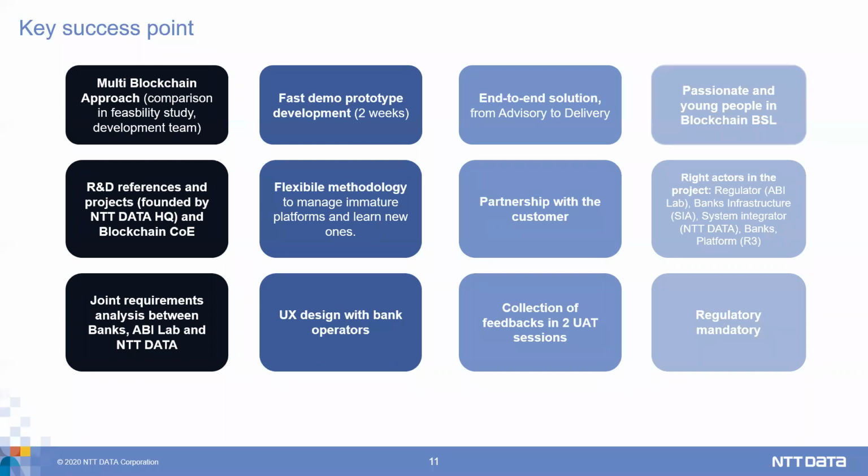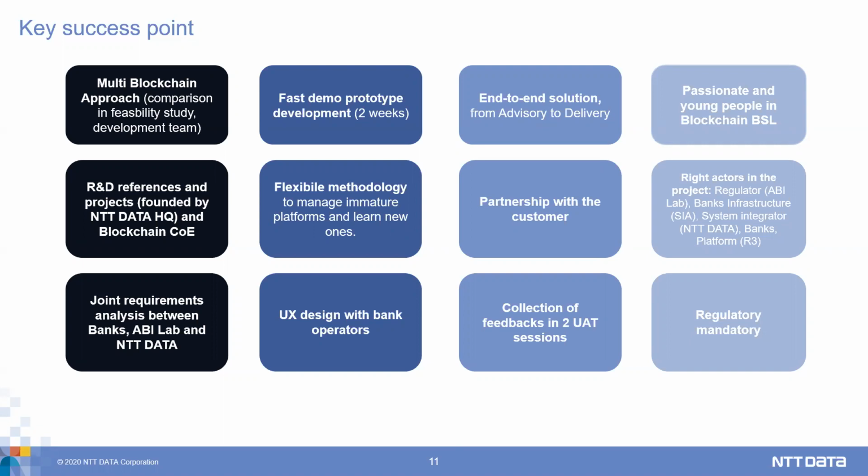From our side, what we see is that the reason why we moved into production is, first of all, because we had a multi-blockchain approach. We started analyzing all the blockchains and chose which was the best one. Some other projects say, no, I want to use Ethereum, and then at the end they understand that Ethereum was not the right choice. So we think that first comparing the blockchains is important. Second, having a fast demo prototype development. We did a prototype for them to show the capabilities of the blockchain, and that was really key for us.